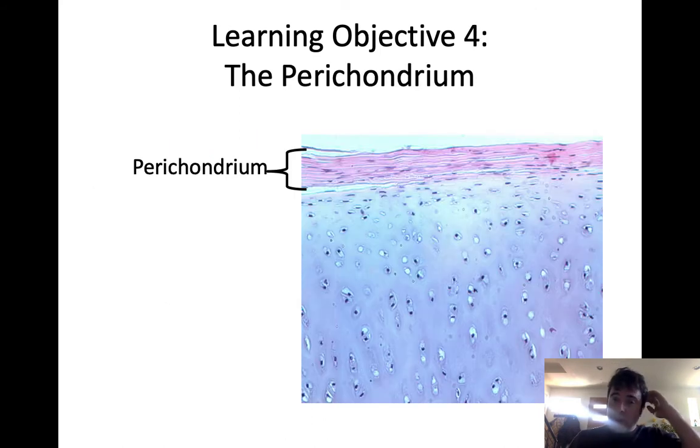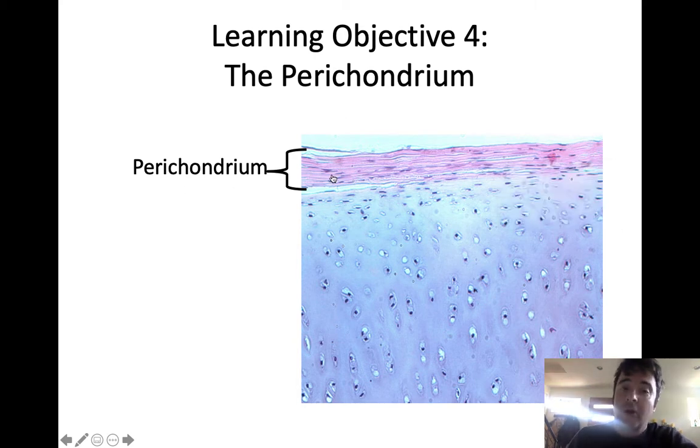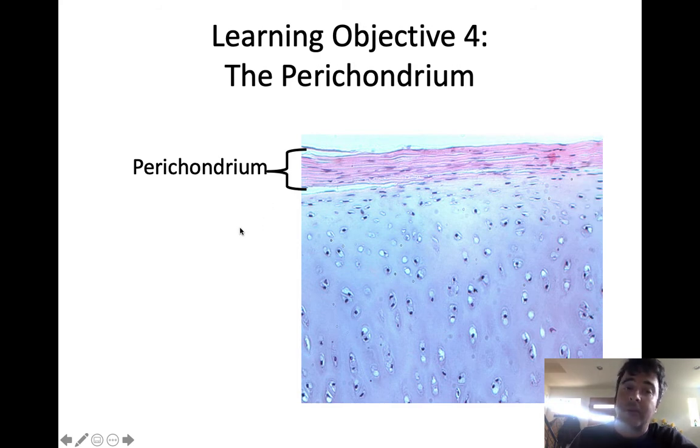Now, when we think about the cartilage in the skeletal system, cartilage is kind of like bone in the fact that cartilage is surrounded by a layer of dense irregular connective tissue called the perichondrium. So cartilage has this dense connective tissue structure surrounding it called the perichondrium. Peri means around, chond means cartilage, so it's the structure around the cartilage.